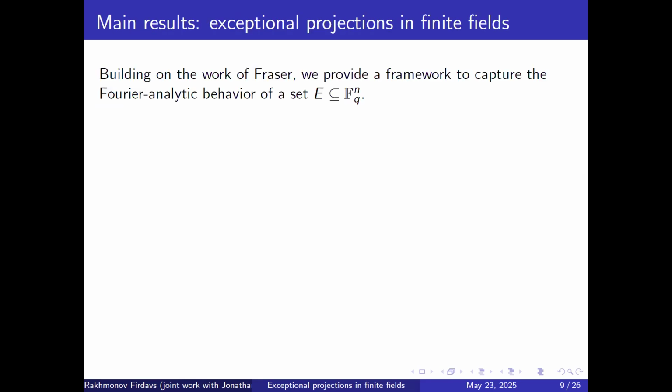Actually, there are many other identities which relate the Grassmannian and the Gaussian binomial coefficient, and many of them have been used in the proof of our main result. So now we have to define some framework which captures the Fourier analytic behavior of a set, and it was done in the work of Fraser.